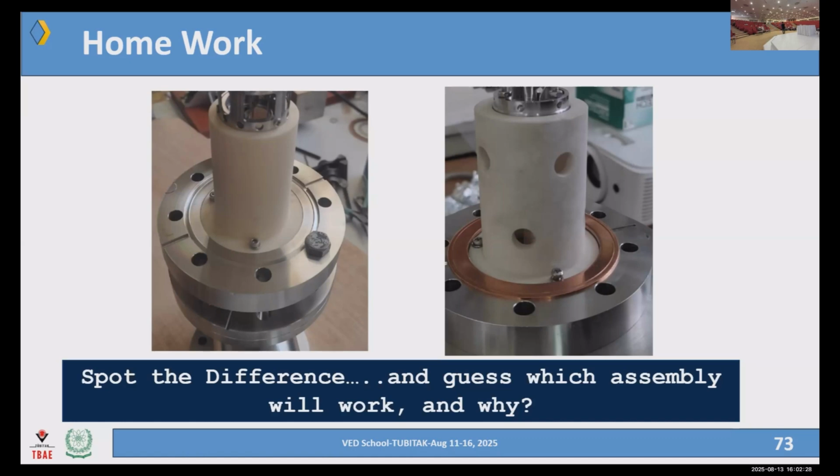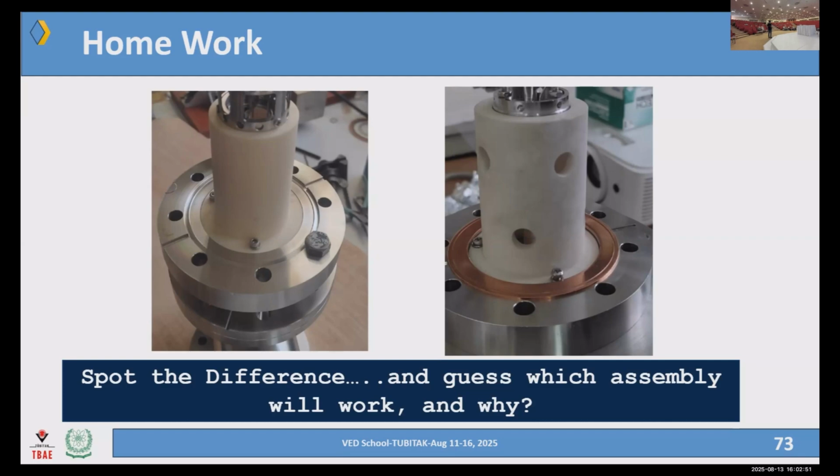Vacuum level, because one has a metal gasket on one side, and the other uses a plastic gasket. Okay, let others think also. Yes. I thought it is a difficult homework, but maybe not so difficult for others. But let's, yeah.